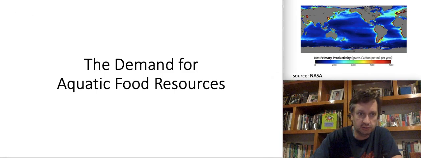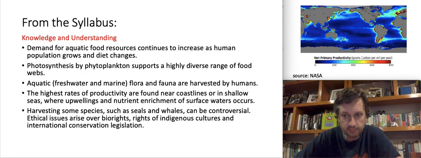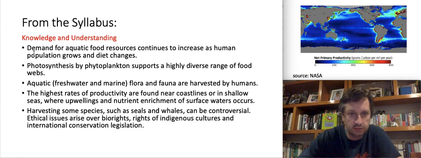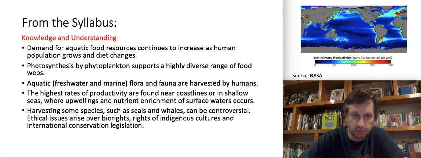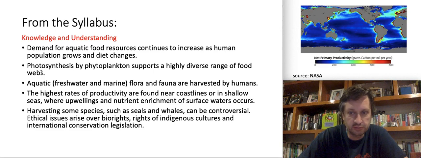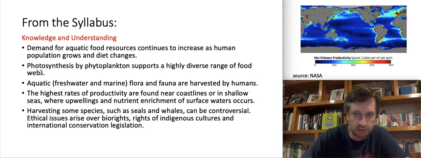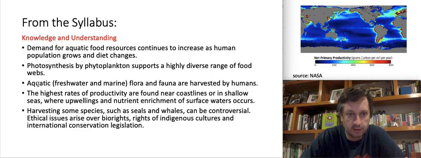Okay, so I'll start by taking a look at the syllabus just for this section, and I've just cherry-picked the bits that refer directly to human demand for water for resources from aquatic bodies. Okay, so mostly they're just statements of fact. Number one, demand for aquatic food resources continues to increase as human population grows and we change our diets, obviously. Number two, photosynthesis by phytoplankton supports a range of food webs. Again, that's self-evident, but I'll talk a little bit about that. Aquatic flora and fauna are harvested by humans.